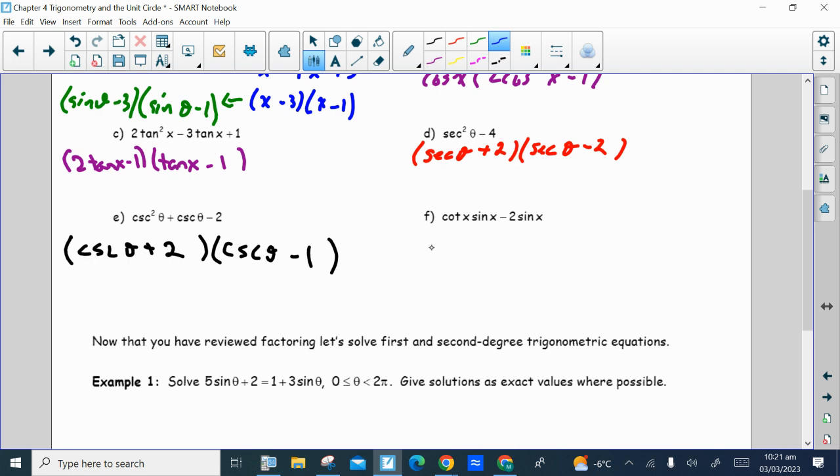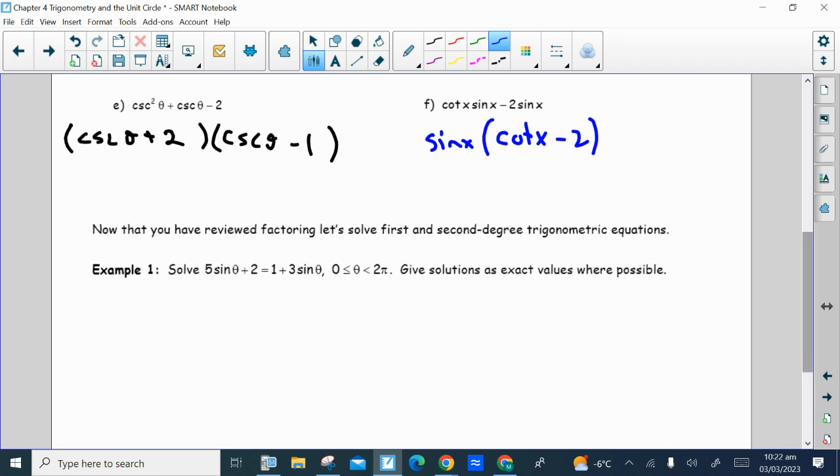And the last one, there's a common factor of sine x there. Take that out, you will get cotan x minus 2. There's your factors. So we always look for a common factor first. If it's a binomial, check for difference of squares. If it's a trinomial, see if you can factor it by inspection.